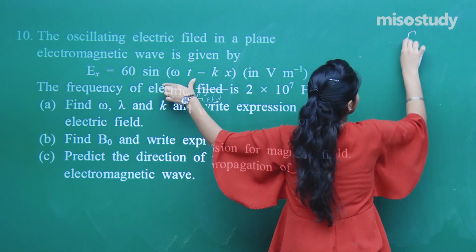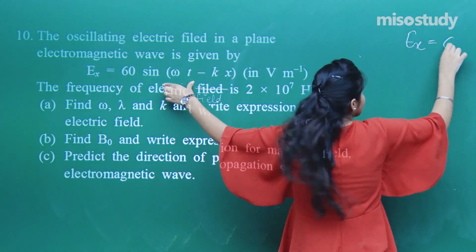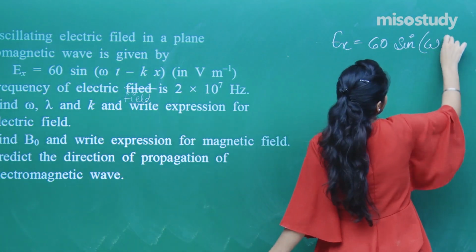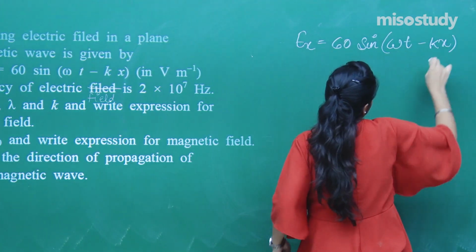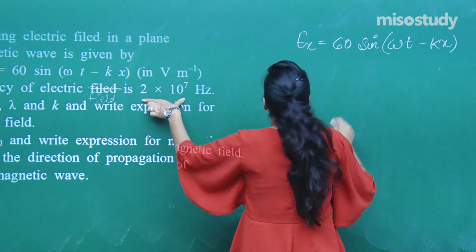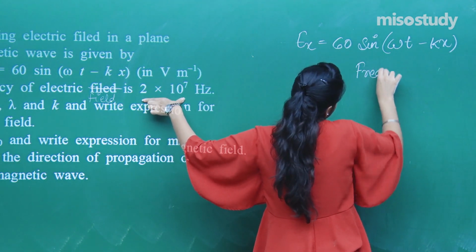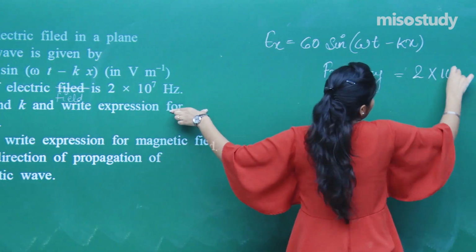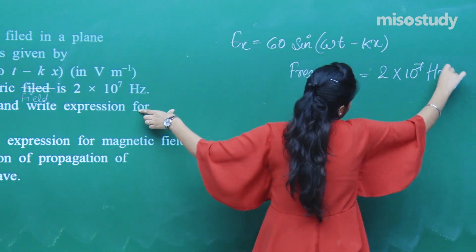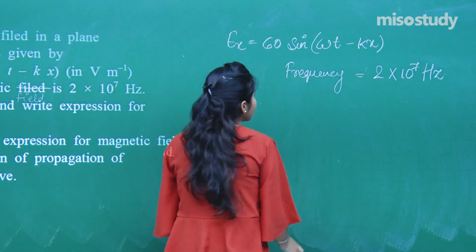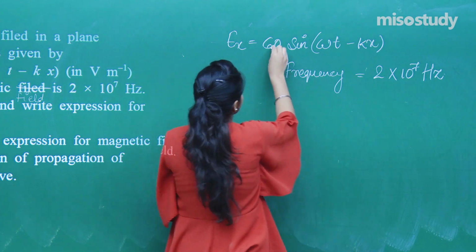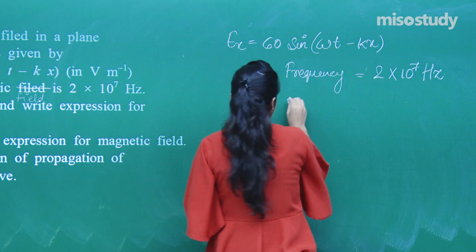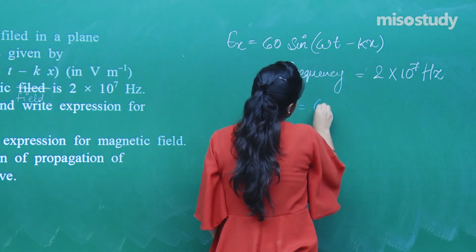See, the equation has been given as Ex equals 60 sine(omega t minus kx), and we have been given the frequency as 2 into 10 raised to the power 7 Hertz. Now see, you can simply say that the amplitude is nothing but E naught. So you can directly write E naught equals 60.